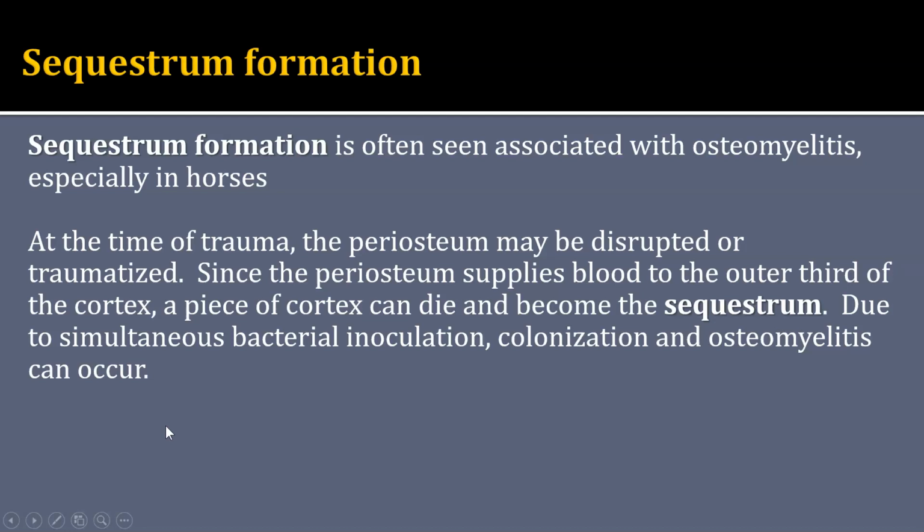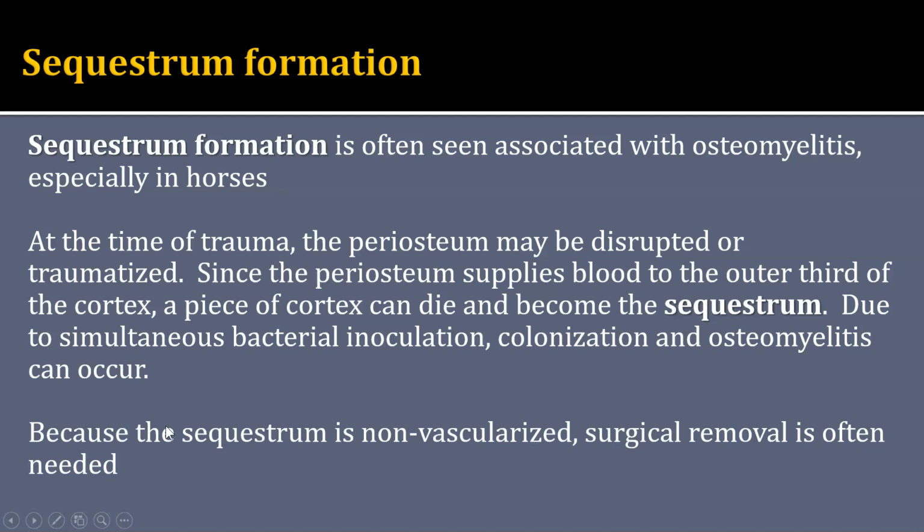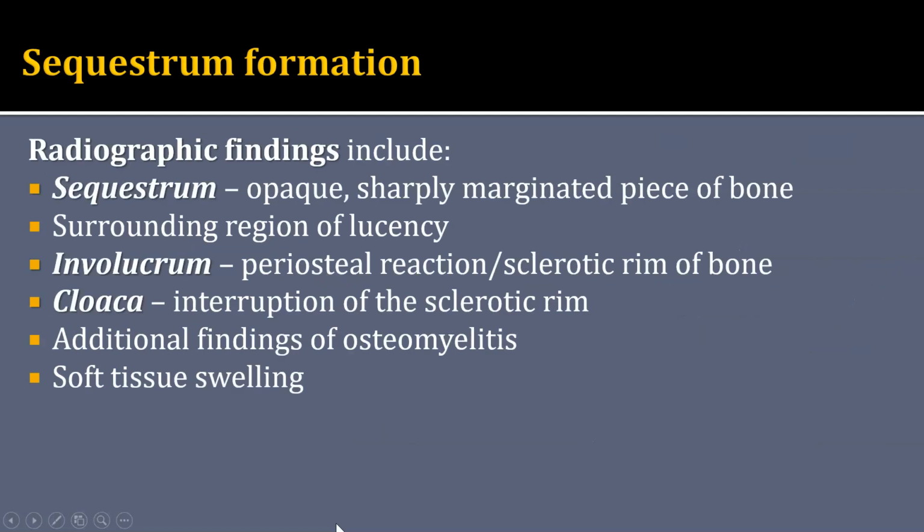Then at the time of trauma, there was usually simultaneous bacterial inoculation. So then you have this setup for bacterial osteomyelitis and the sequestrum. And then that sequestrum can't have any blood supply, so there's no way for it to get any antibiotic delivery. And so oftentimes the bacteria like to live on that sequestrum. It's kind of like a little life raft for them. And then because of that, oftentimes surgical removal is needed.